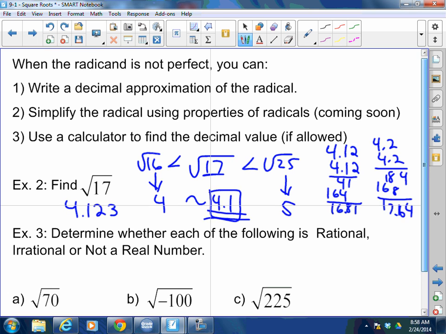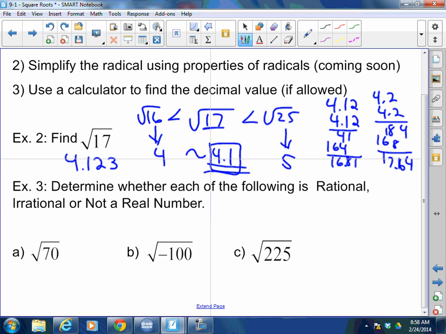Now, determine whether each of the following is rational, irrational, or not a real number. Square root of 70. It's irrational because it's not a perfect square. Square root of negative 100. Not a real number. Very good.